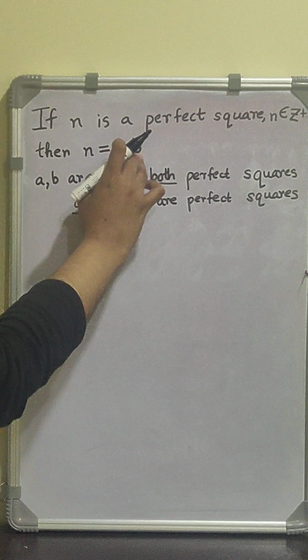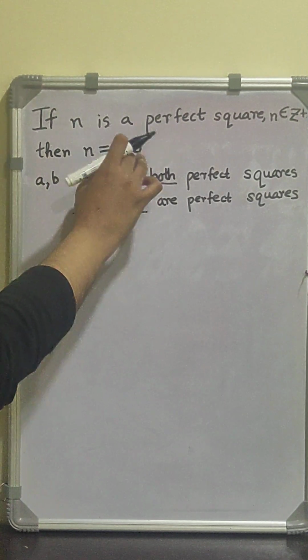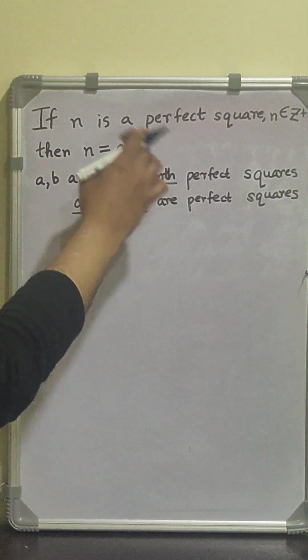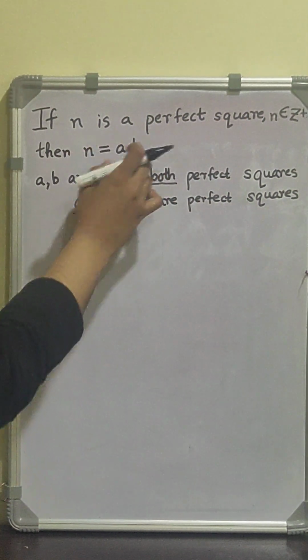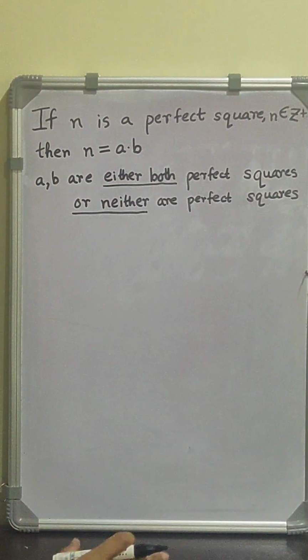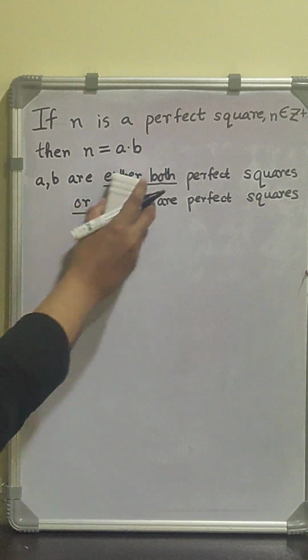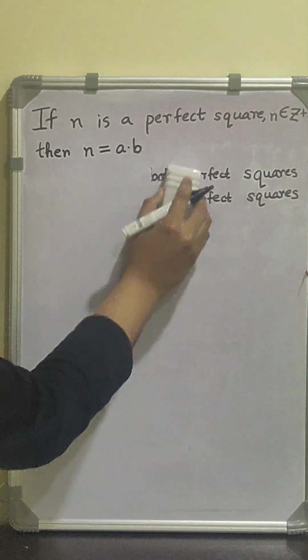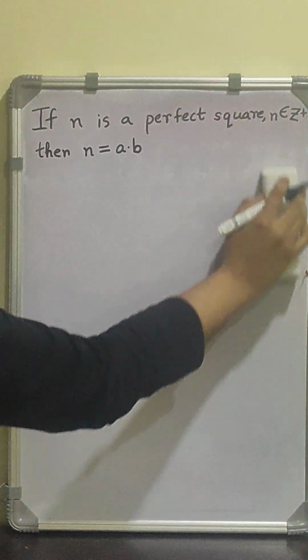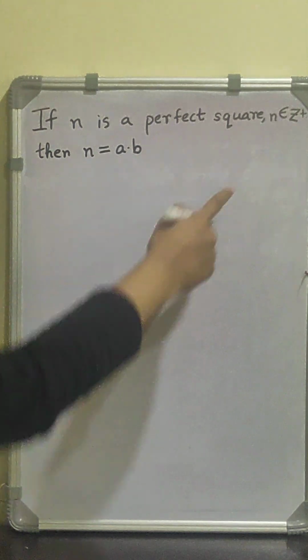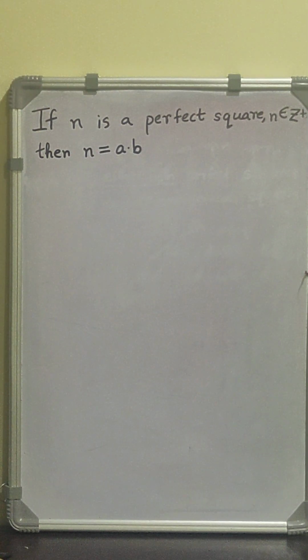Now these a and b, I'm not defining them as anything, they are just factors of n, where n is a perfect square. And we know that in number theory, a number can have various possible combinations of factors. So I'm going to start off by first erasing this part because I need some space. Hope that's clear.